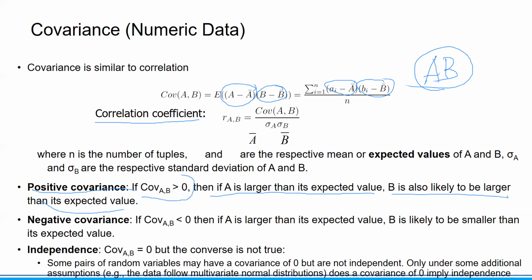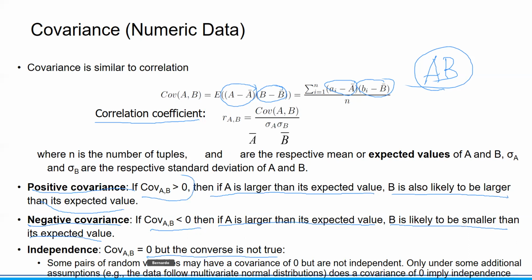If it is negative covariance, then the covariance of A and B is less than 0, so when A is larger than its expected value, B is likely to be smaller than its expected value. If it is 0, then it is independent.